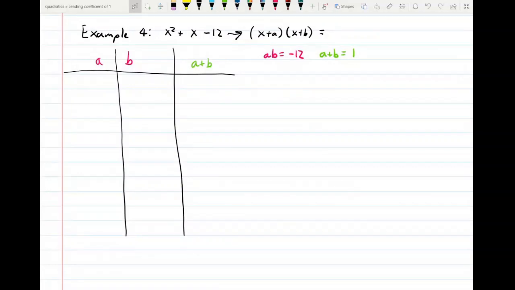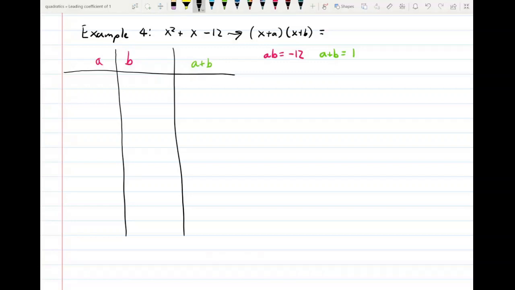Here I've got the quadratic x squared plus x minus 12. And this means, since our constant term is -12, that a times b should be -12. And since the coefficient of x is 1, we have a plus b is equal to 1.